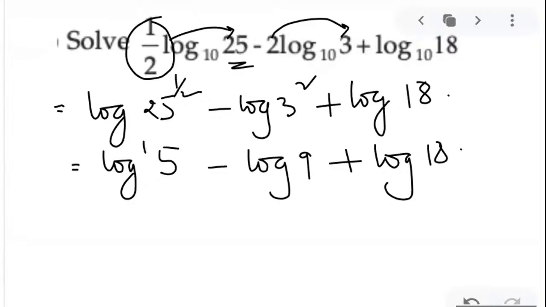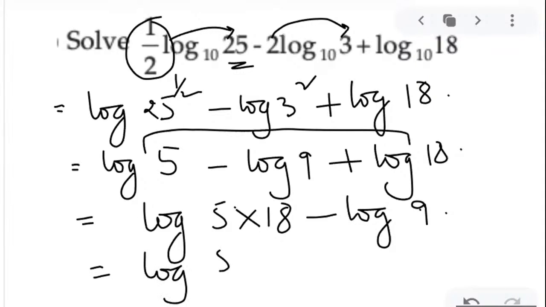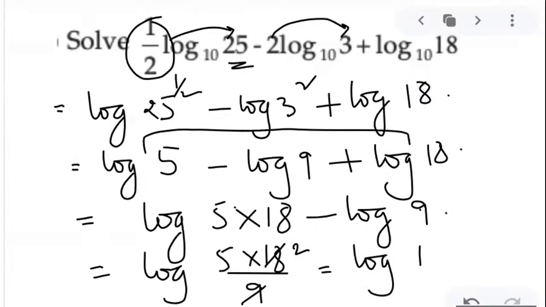Log a plus log b is equal to log of a into b. So log of 5 into 18 minus log 9. Log a minus log b is equal to log of a divided by b. So log of 5 into 18 divided by 9. That gives you log 10 to the base 10. Now we have to find what the value of log 10 to the base 10 is, right? Because I want a numerical.